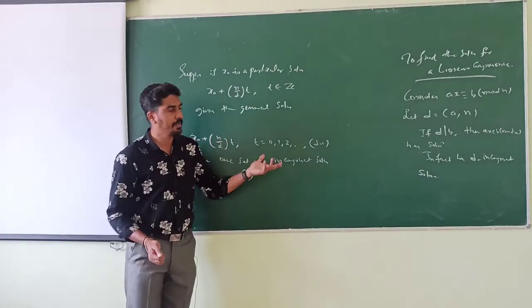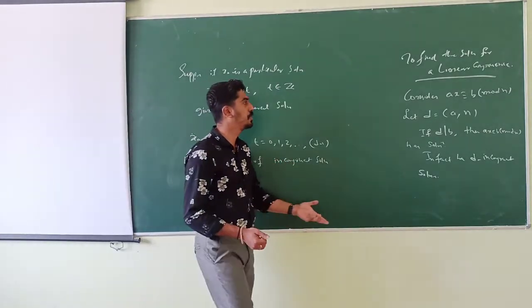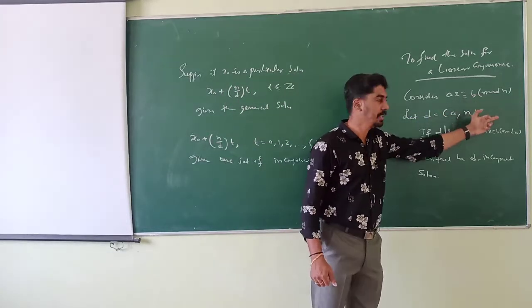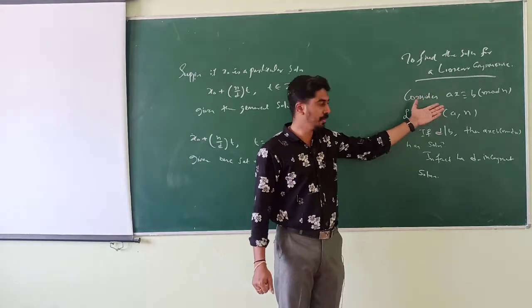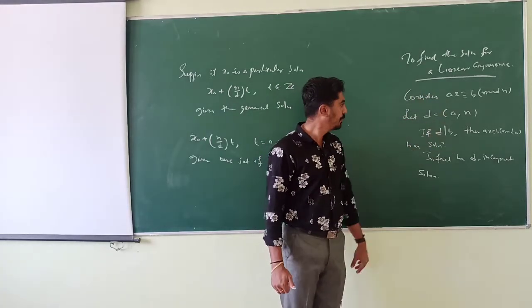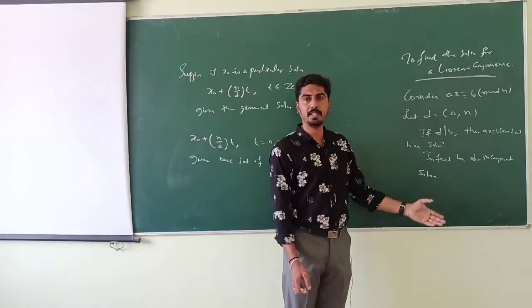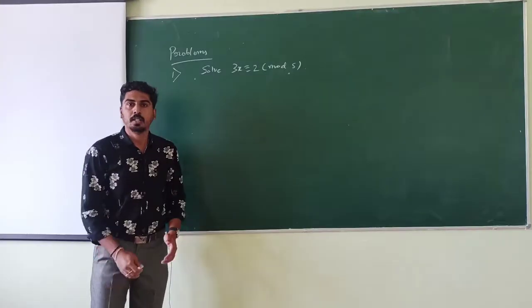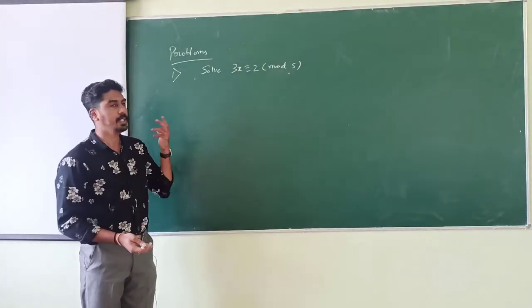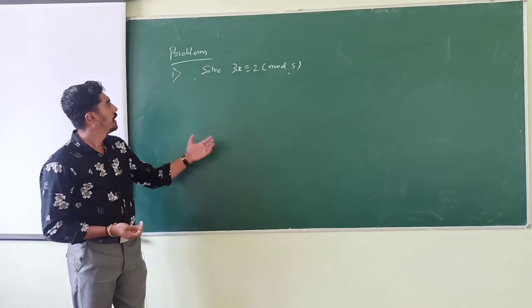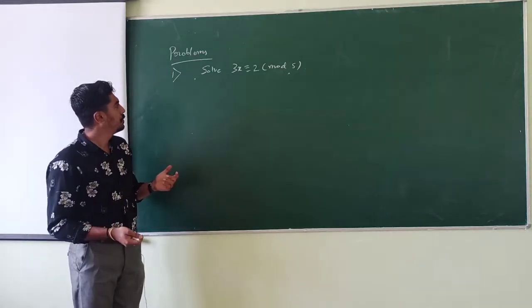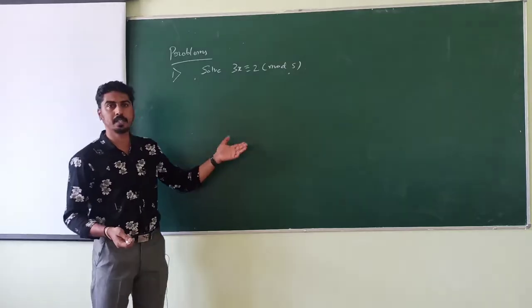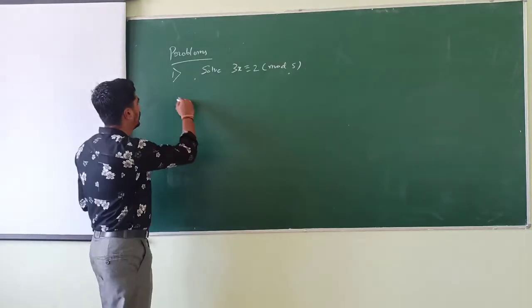So, given a linear congruence, first we need to find the GCD of a and n, d. If d divides b, then it has a solution; in fact, d incongruent solutions. If d does not divide b, then it has no solution. Now let us consider some problems on linear congruences. Solve 3x congruent to 2 modulo 5. First, let us check whether this congruence has a solution or not.